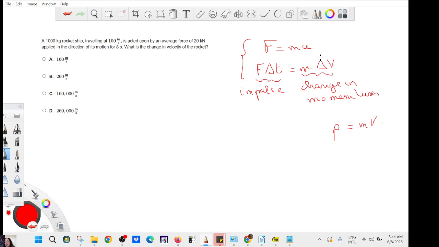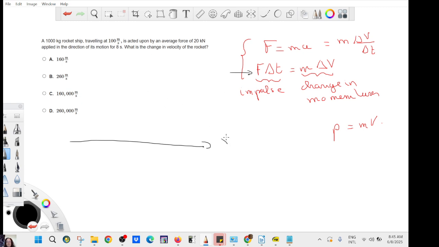Originally Newton wrote his second law this way. This is called the impulse momentum theorem, but it's the same thing, right? Because I can write the acceleration as delta v over delta t, and I will get this. So it depends on the problem. In that case, you want to use this one. You can use the other one also, but this is easier. You will go faster.